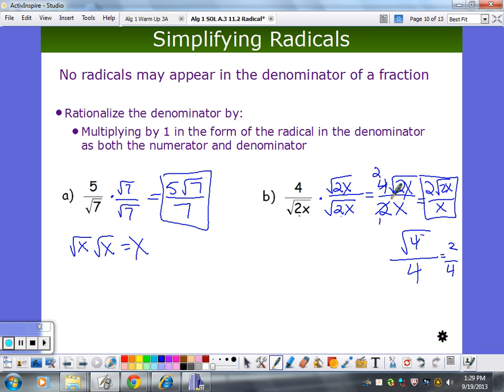You can cancel out stuff that's outside, or you could cancel out stuff that's inside as well. So if I had square root of 2x over the square root of x, these actually do cancel out, because remember, that's the same as the square root of 2x over x. And they do cancel out. So stuff inside the radical can cancel out, and stuff outside the radical can cancel out, but don't mix them up. You can't do both one outside and one inside. So just be careful of that.